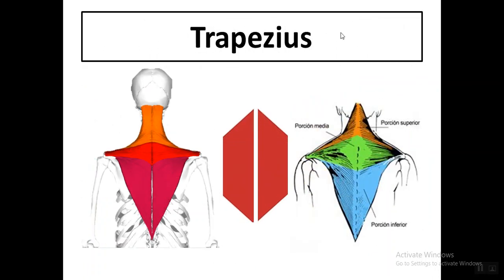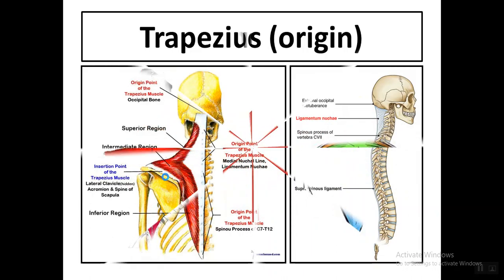First, we'll take the trapezius muscle. From its name, this muscle is called trapezius because it resembles the trapezium, the trapezoid-shaped muscle. We can divide it into three main parts: the upper fiber, the middle fiber, and the lower fiber.